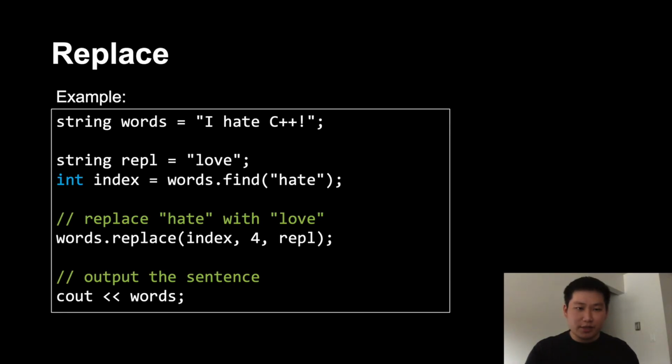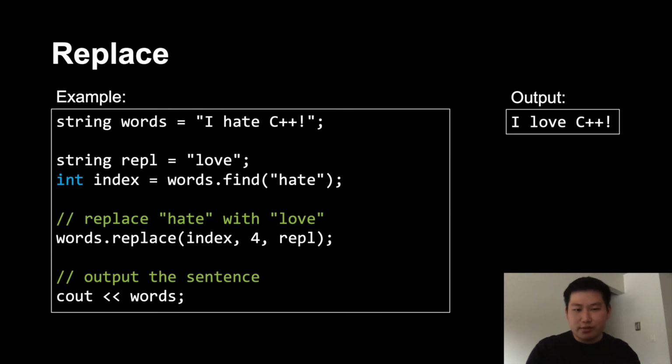So the code snippet shown here on the screen will output I love C++. So let's see how it does it. First, we'll declare a string that contains I hate C++. And then we declare a string, the replacement, which has the string love. So first, we find the word hate in the string, so we find the index where it starts.